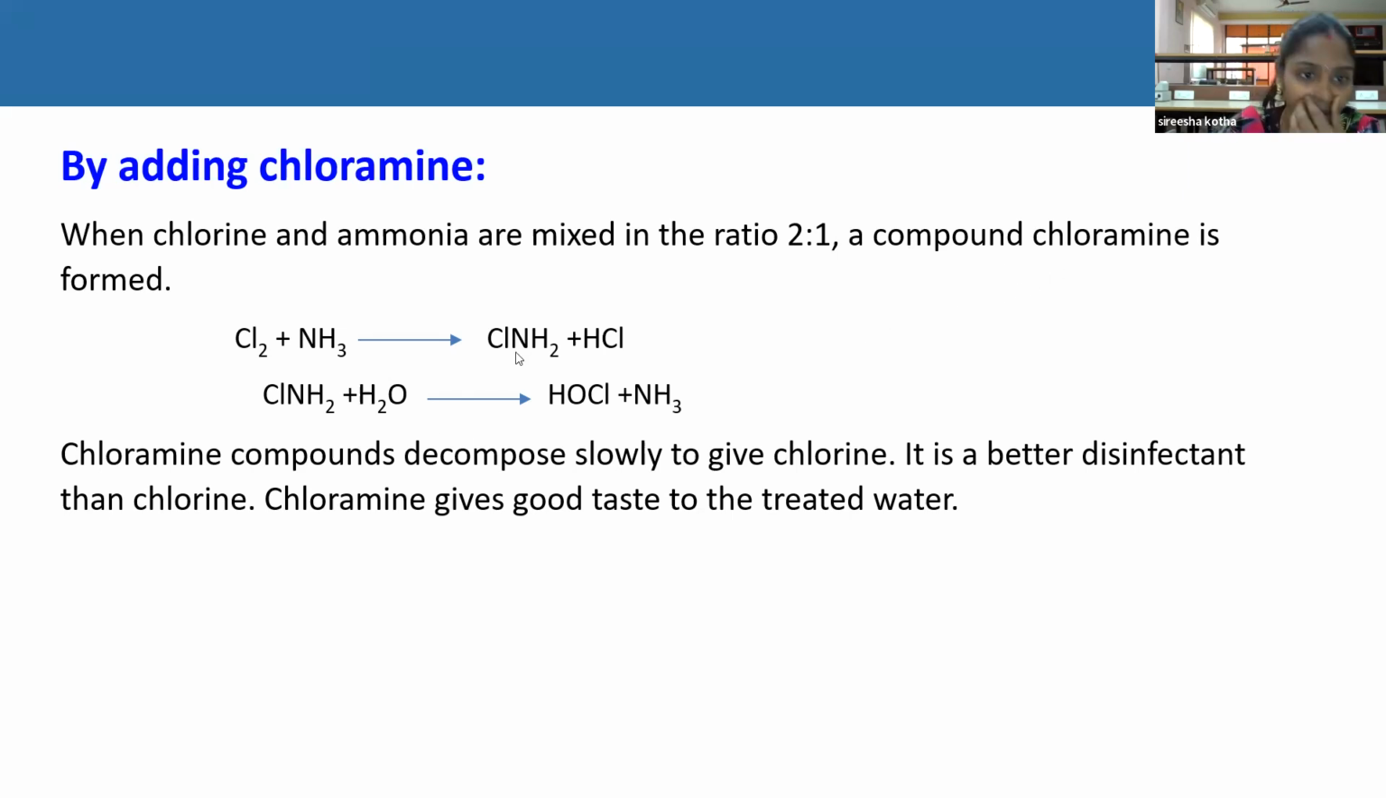So chlorine reacts with ammonia to form chloramine and hydrochloric acid. Here 2 moles of chlorine and 1 mole of ammonia react to form NH2Cl. This is the chloramine, and the byproduct is hydrochloric acid. Okay. And next, chloramine reacts with a water molecule to form hypochlorous acid. Again we get ammonia.